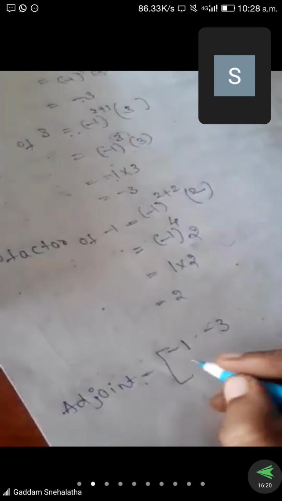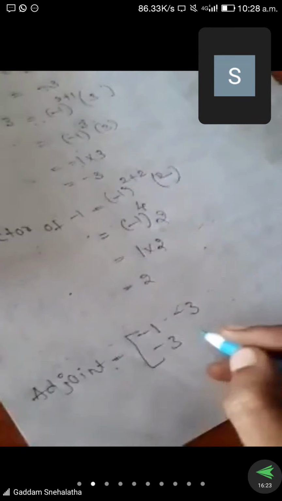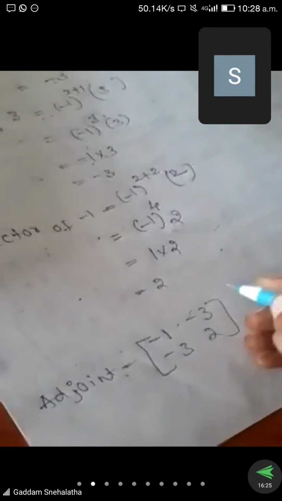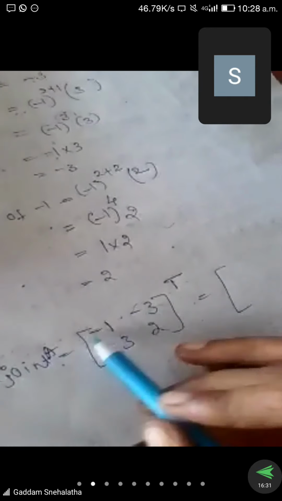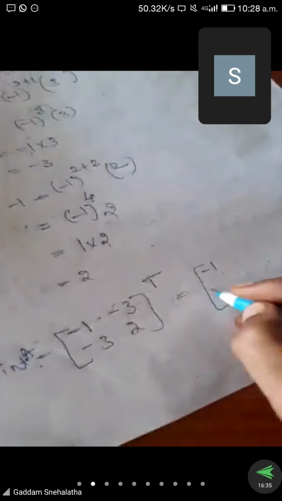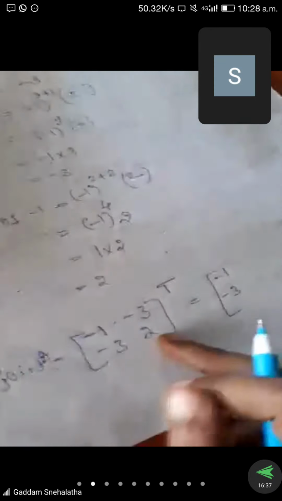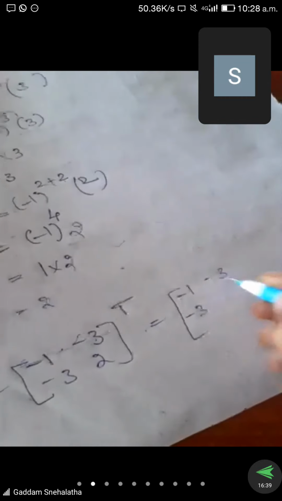And cofactor of 3 again is minus 3. And the last cofactor of 1 is 2. So it is equal to the transpose. Transpose means we are interchanging rows into columns. So this row I change to a column: minus 1, minus 3. Next, the second row is minus 3, 2. So this is the adjoint matrix.